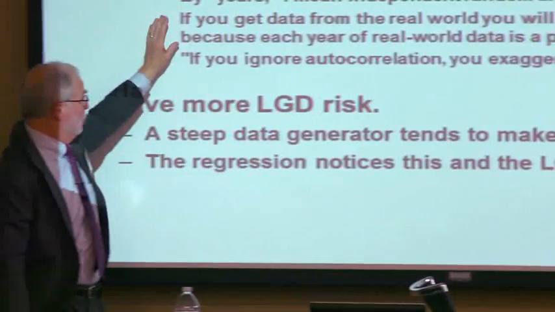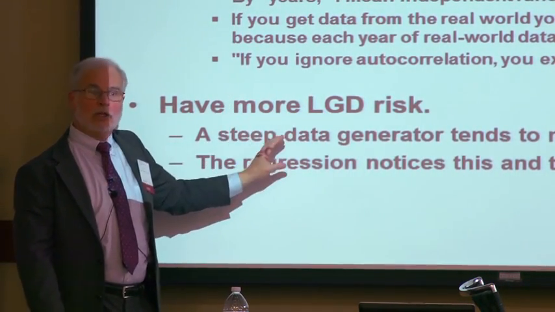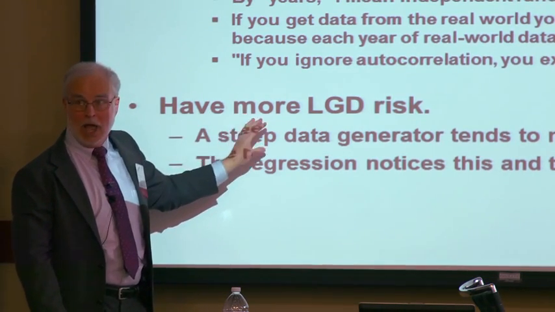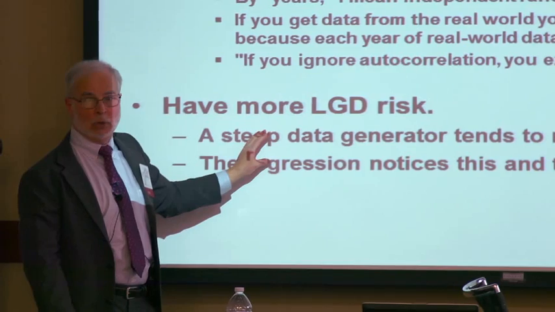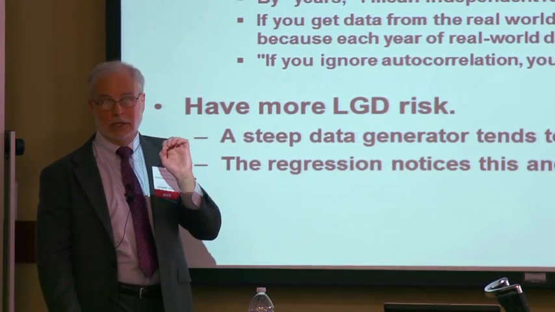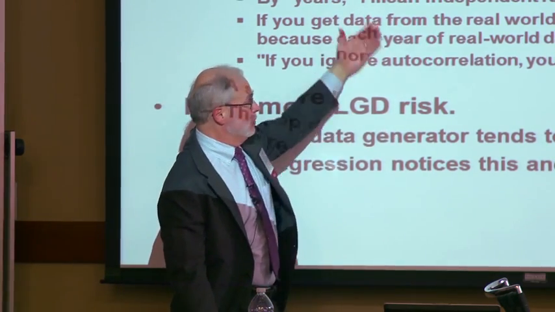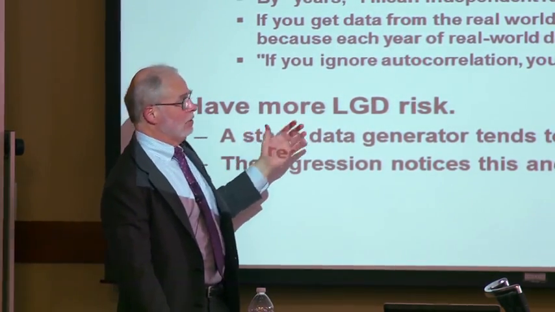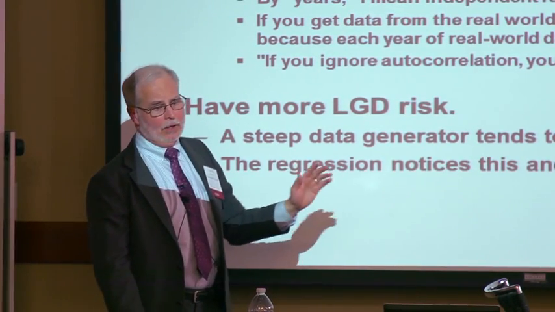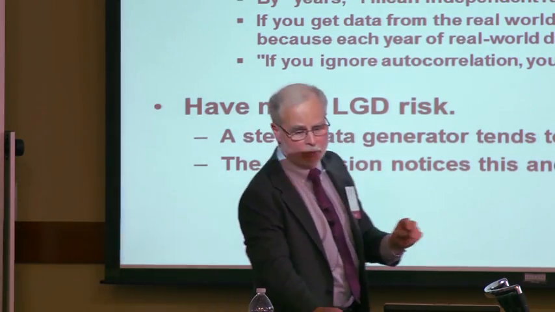In the real world, you need more than that. The other way you can beat the function is if the lending you're undertaking really has a lot more LGD risk than this function has; you would pick that up more quickly in a data set. So these two things interact. If the LGD generator is shallow, you're going to need a whole bunch of data. If it's extremely steep, you could pick that up quicker.